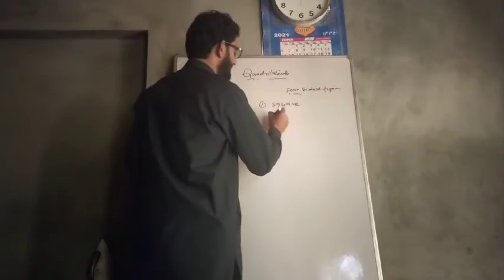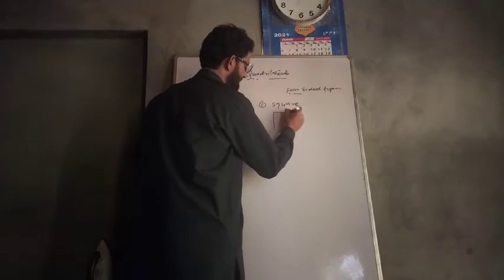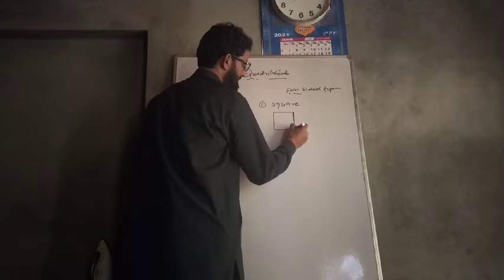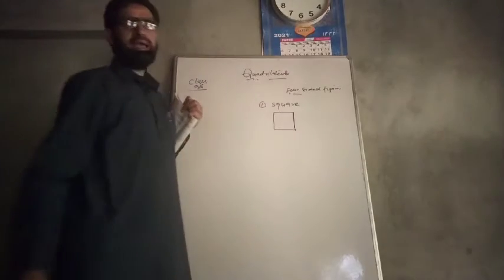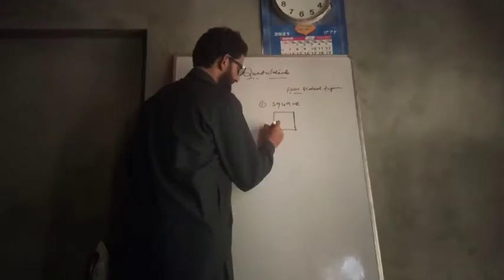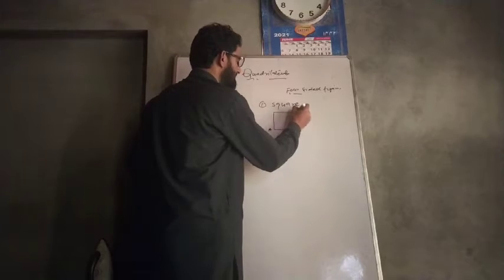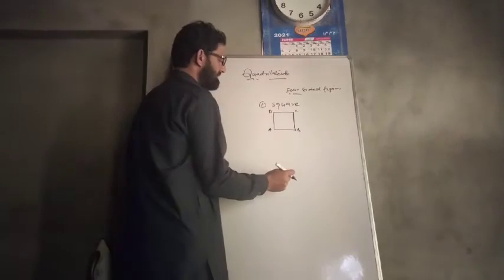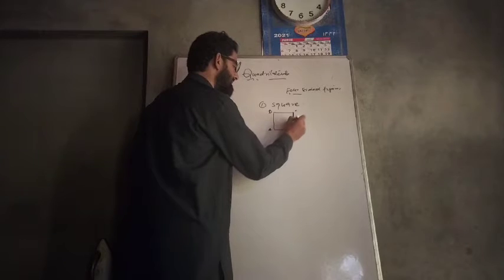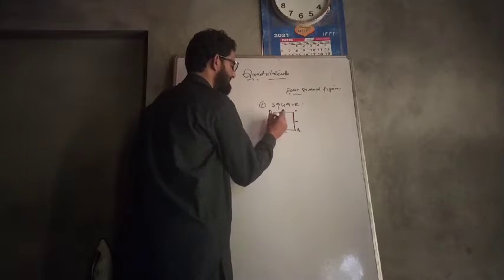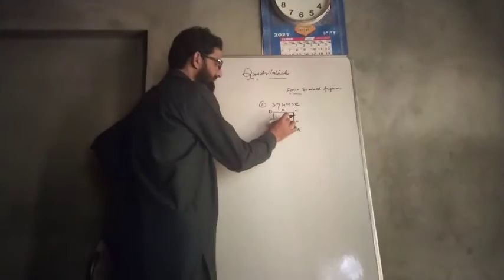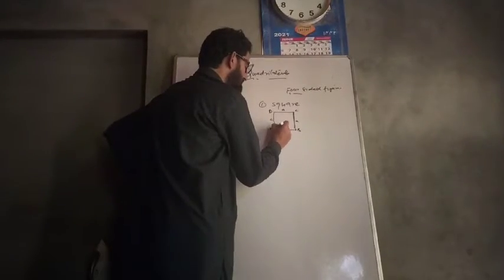Square is a quadrilateral in which all sides are equal. If ABCD is a quadrilateral, it is said to be a square if all sides are equal, if this is A centimeter, this is A. So all sides of a square are equal and all angles are also equal.